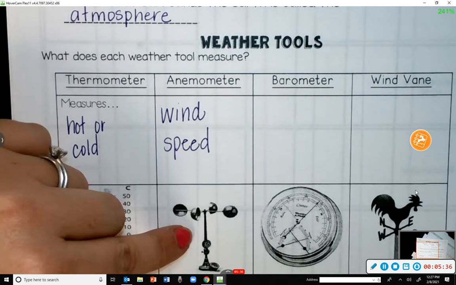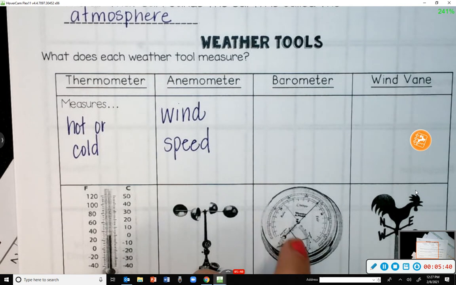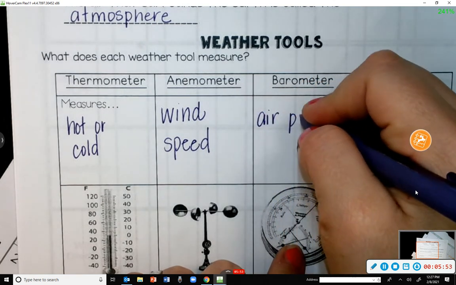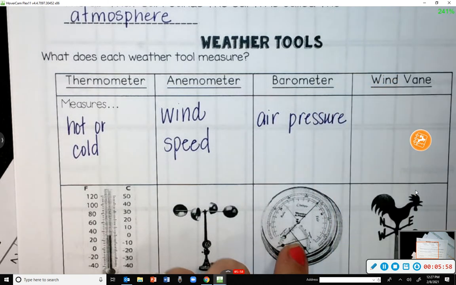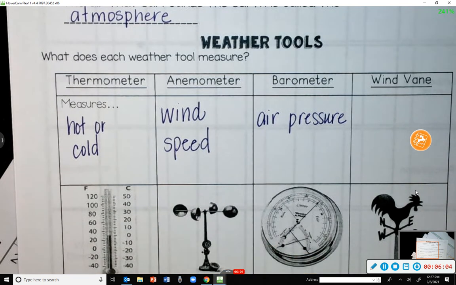And it looks like this. So this one kind of looks like a compass, doesn't it? Yeah, it looks like a compass or a watch thing. This is called a barometer. So you might hear meteorologists talk about the barometric pressure. They're talking about air pressure. This is a good way for meteorologists to predict whether a storm is coming. Higher pressure usually indicates a storm is coming.